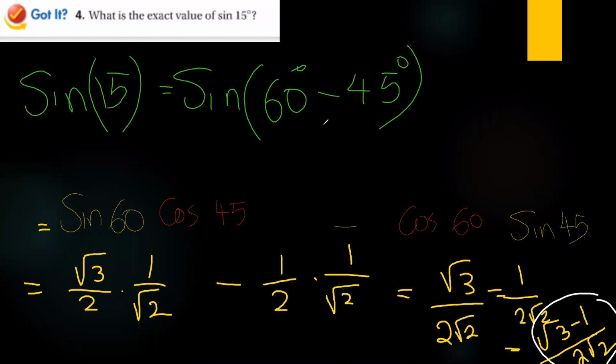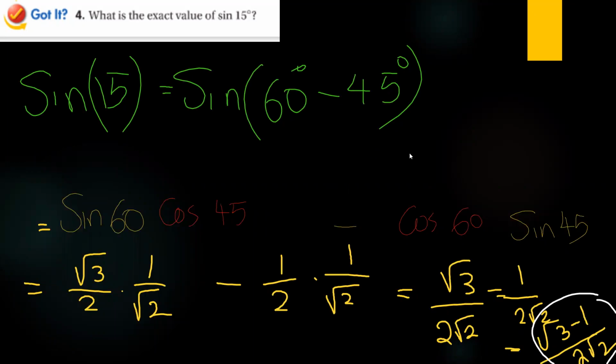Is it clear? Yes, teacher, thank you. Teacher, for the sign, it will be minus, right? Yeah. For sine and tan, you keep the minus, but for cosine, you change the sign. Oh, okay.